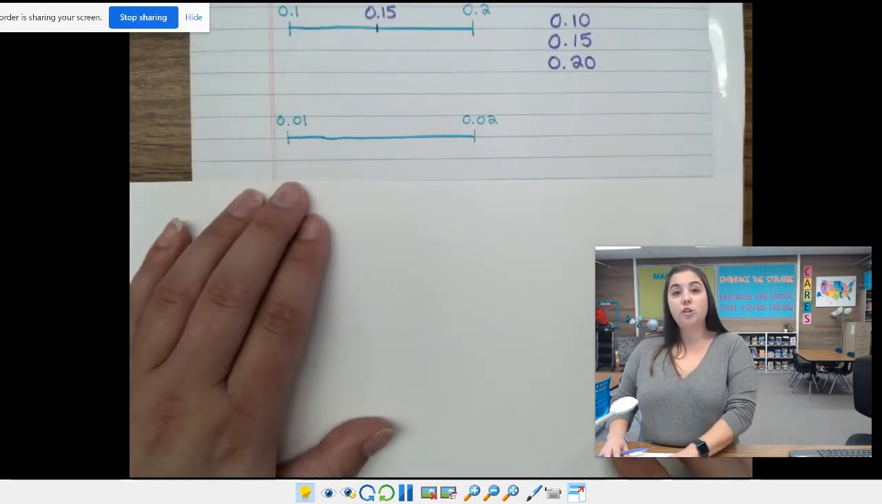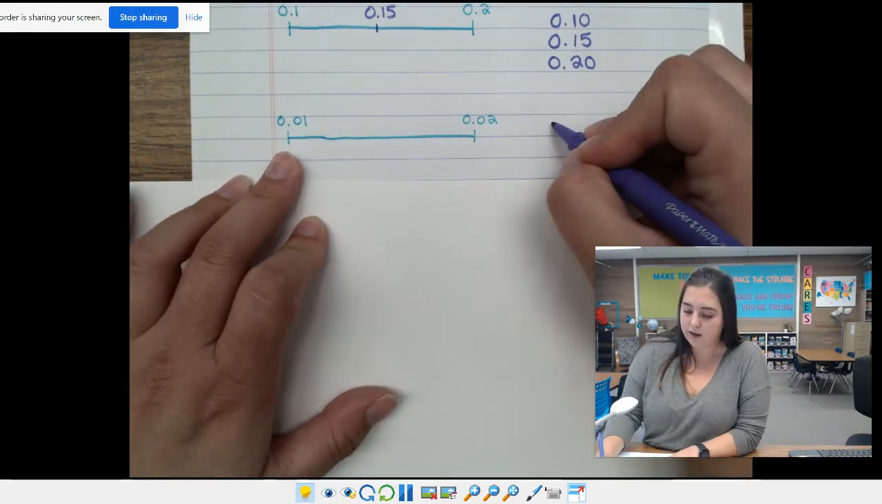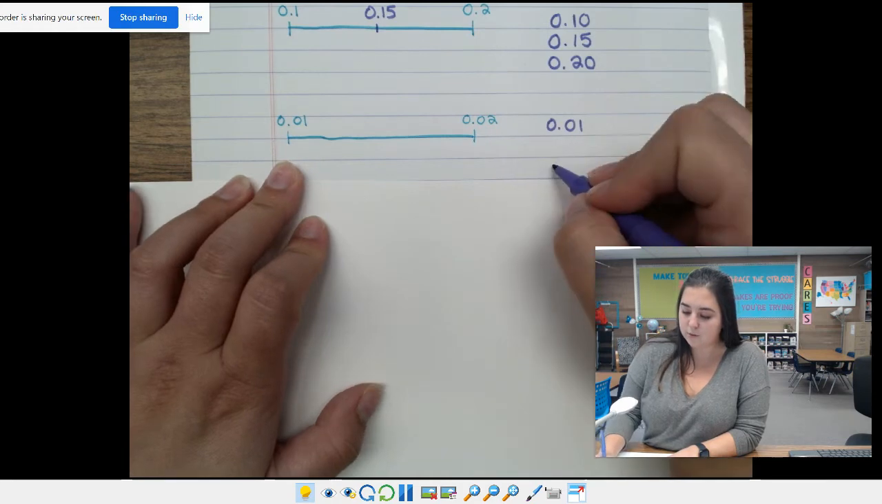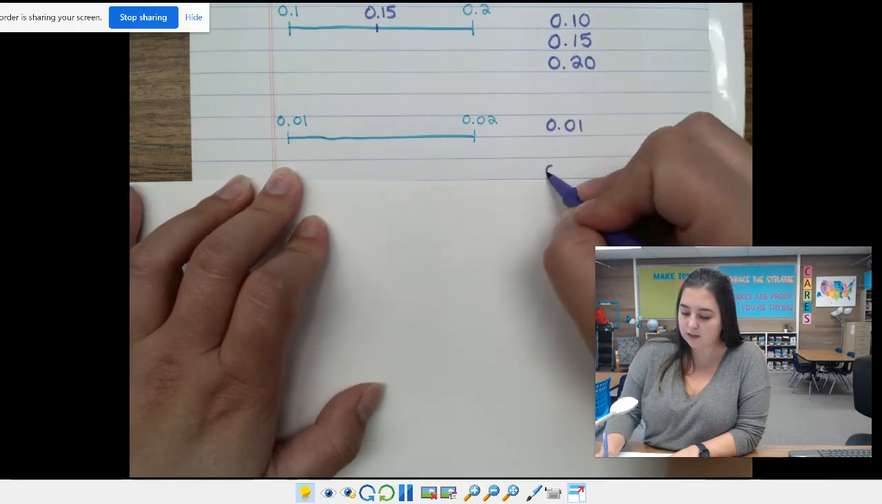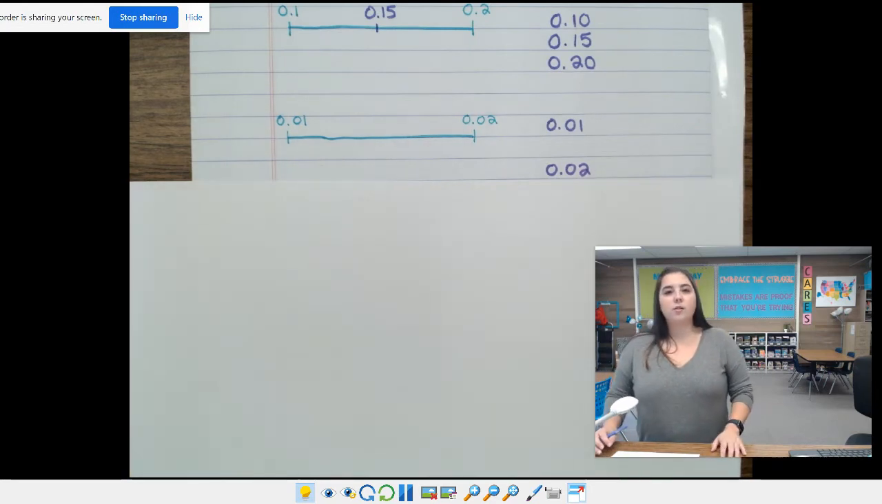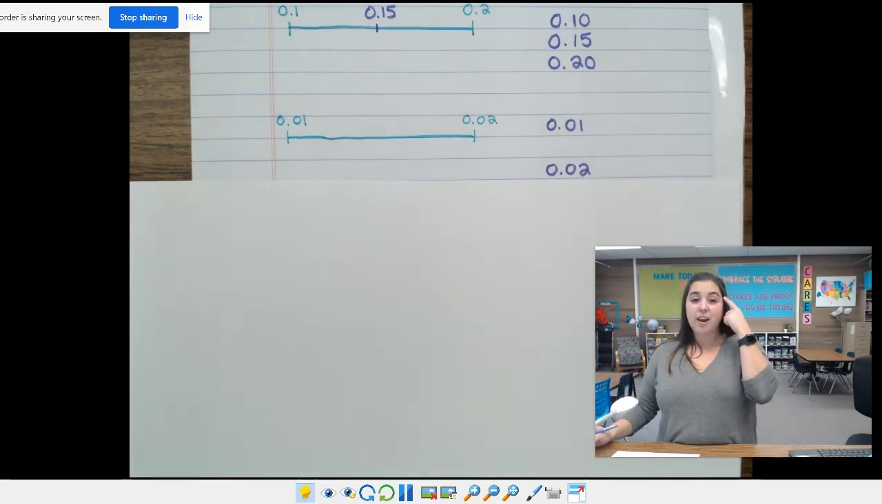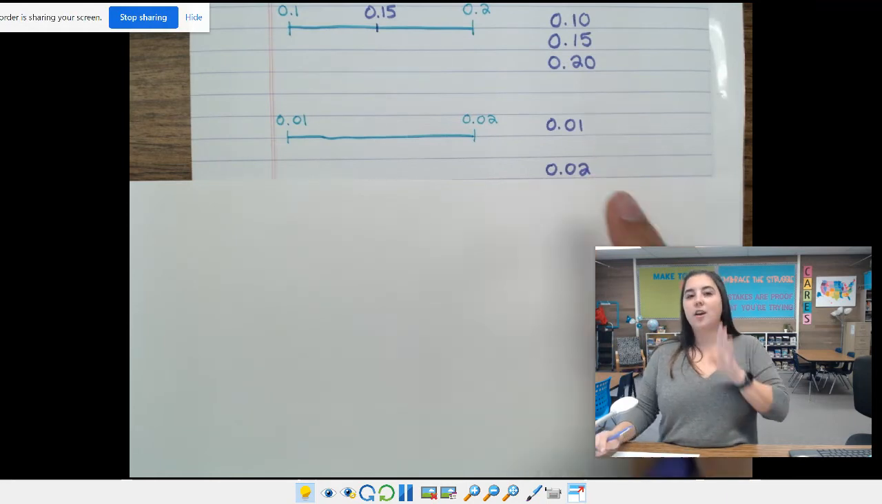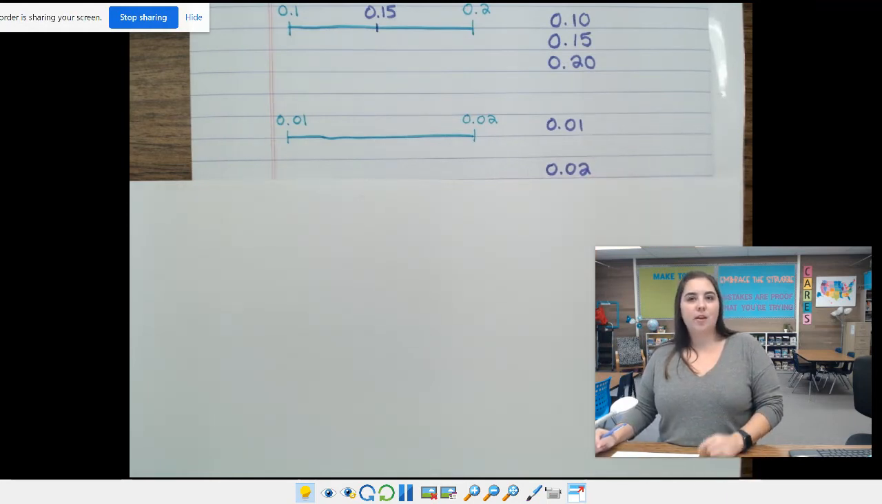All right, I want you to try this one. So write it out, 0.01. Put a space so you can write another in between, 0.02. So the questions you're thinking to yourself, is there anything between 1 and 2? If not, try adding a place value. Why don't you stop for a second, pause the video, and see if you can figure out what's in between 100th and 200ths.